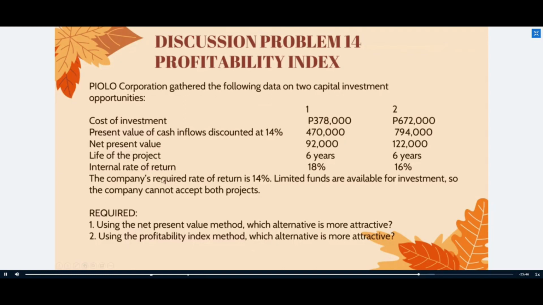The company's required rate of return is 14%. Limited funds are available for investment. Ito na. So the company cannot accept both projects. So parang ganito class, no? Since there's a limited resource, dahil nga konti, hindi naman unlimited yung pera mo. So we really have to apply the concept of different methods of capital budgeting. Kasi nga, we have to recommend to the management which project is more viable. So kaya nandoon tayo as accountant, no? So let's have problem number 14.